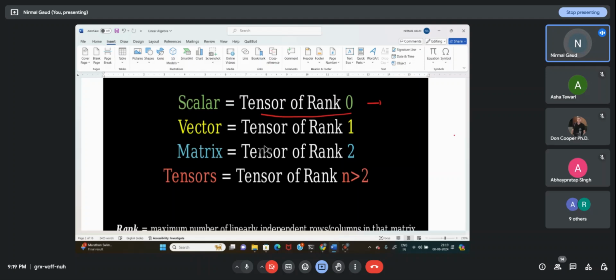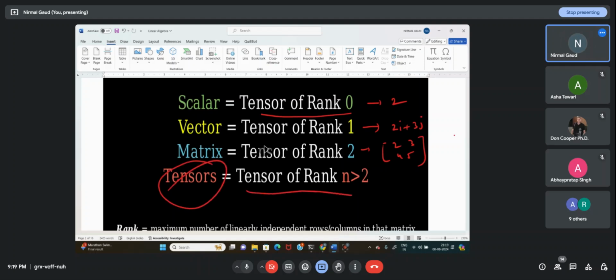Tensor of rank 0 means only magnitude. For example, if I write 2, this is a scalar quantity. A vector is a tensor of rank 1. That means if I write 2 i cap, again I added a dimension, this is a vector quantity. If I say 3 j cap also, vector quantity of rank 1. And a matrix is rank 2. That means I have to write like this: 2, 3, 4, 5. This is a matrix. And anything more than this will be exactly a tensor.